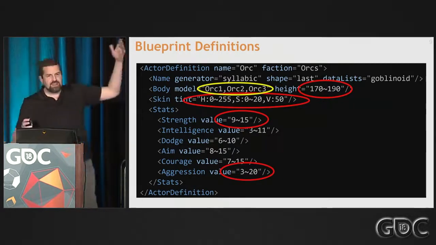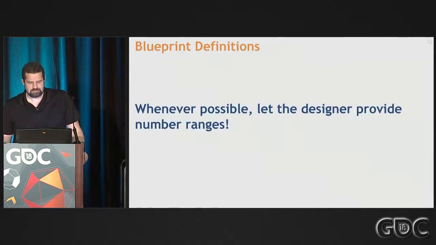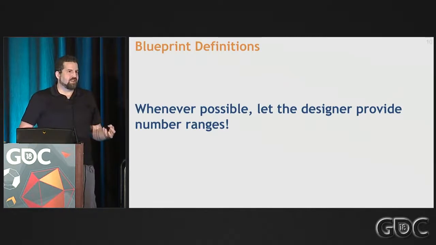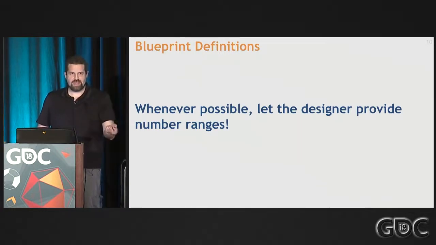And of course, don't forget your variants, right? We can have 3 meshes to begin with. So whenever possible, let the designer provide number ranges. Every time now I have data-driven stuff, which is like everything I do for me or for the designer, anytime I have a number that they're going to type or pick from an editor, it's going to go in a file that's going to get read in.